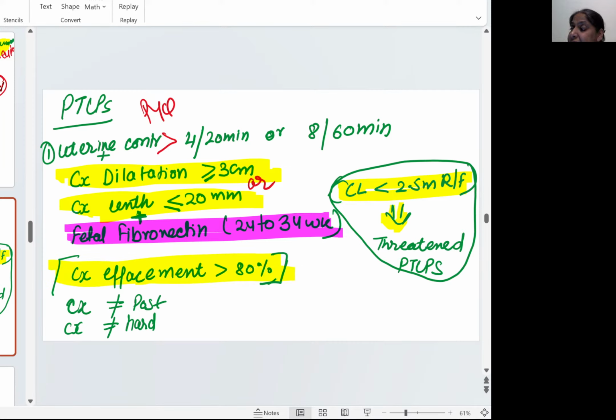What is the investigation test for preterm labor pains? What is the investigation for preterm labor pains? Fetal fibronectin. Fetal fibronectin, if it is present in cervicovaginal secretions between 24 to 34 weeks, it means that the preterm labor pain is positive. Getting? Are you getting it?